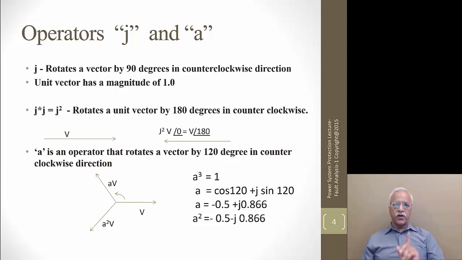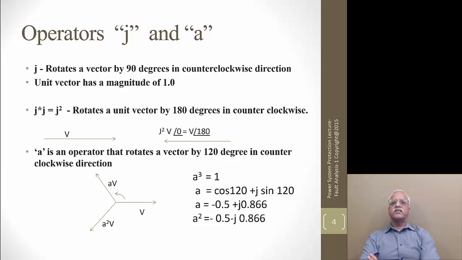pointing upwards. If you multiply this again by J, then it becomes a vector which has the same magnitude as the original one, but it is opposite in direction. Now the operator A does the same thing, but the shift in angle is 120 degrees instead of 90 degrees as in J. So if I want to rotate a vector by 120 degrees, I multiply with an operator A. Essentially, it becomes AV.